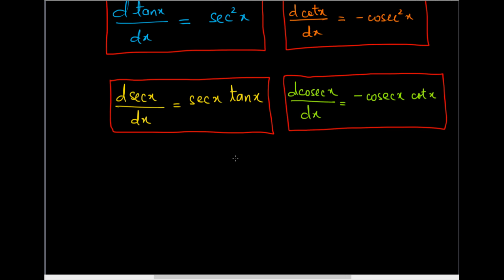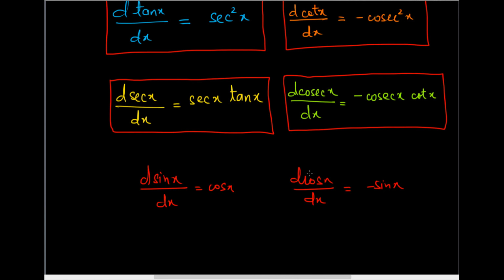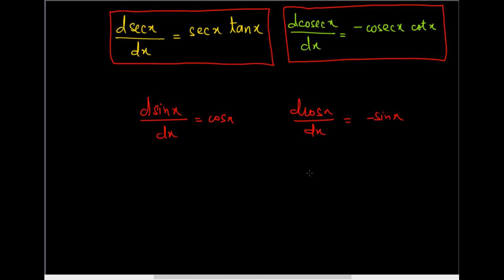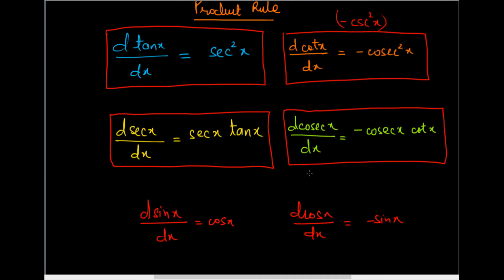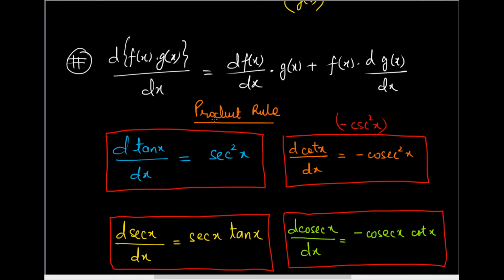So these are the remaining four formulas, leaving the previous two which we already discussed in the last video: the derivative of sin x is cos x, and the derivative of cos x is negative sin x. So these are all the six trigonometric ratios with their derivatives. Now let us do one example, a question in which we will be using either of the two rules. So let's see.